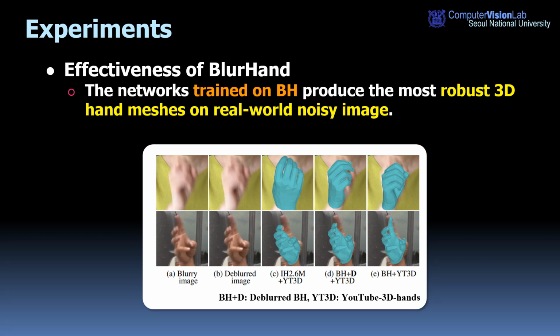We provide a qualitative comparison on real-world blurry images in YouTube 3D Hands dataset. We've trained BlurHandNet on three different combinations of datasets. First, InterHand and YouTube 3D Hands. Second, deblurred BlurHand and YouTube 3D Hands. Third, BlurHand and YouTube 3D Hands. As shown in this figure, employing BlurHand for the training produced the most robust 3D hand meshes.